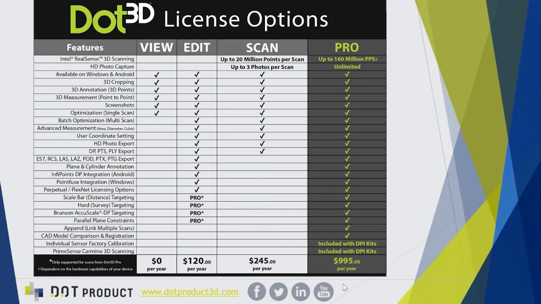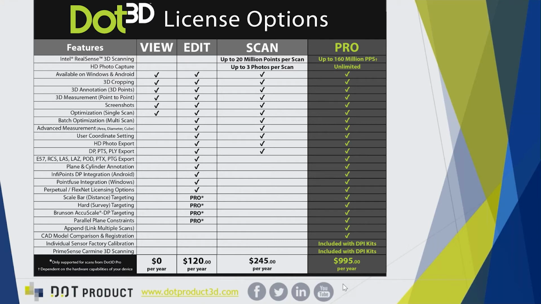So what we'll be focusing on and demonstrating today is our Dot3D Pro version of the software. As you see on the screen here, this is the full feature version that includes virtually all of our 3D capture and 3D editing functionality. This is the professional solution that's deployed on our DPI 10 kits like we'll be showing today, and in most of our professional applications.